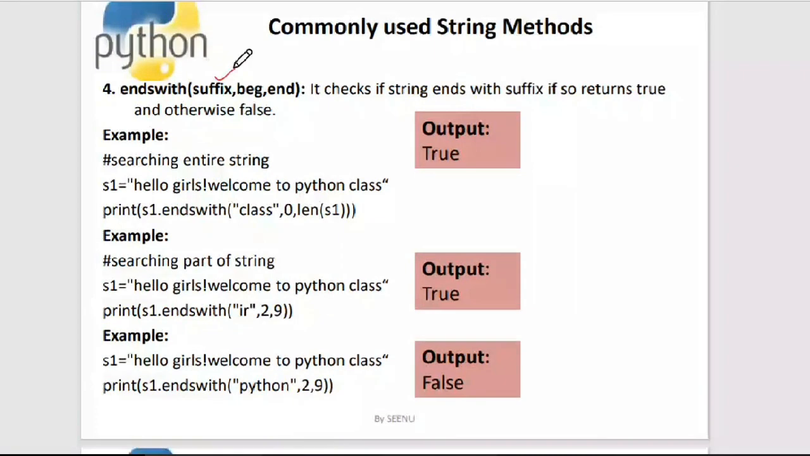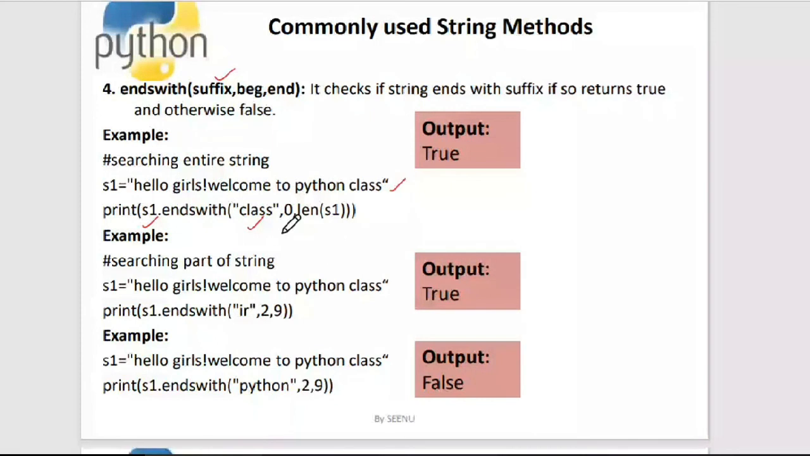Right. So this is the string: "hello girls, welcome to Python class." And then I'm applying endswith on the string S1. So I'll say S1.endswith. So this is the syntax. I hope everybody is making a note of it. And then I'm giving the suffix that I want to search, and then I am giving the range. So I'm saying the range is from 0 to length of S1.